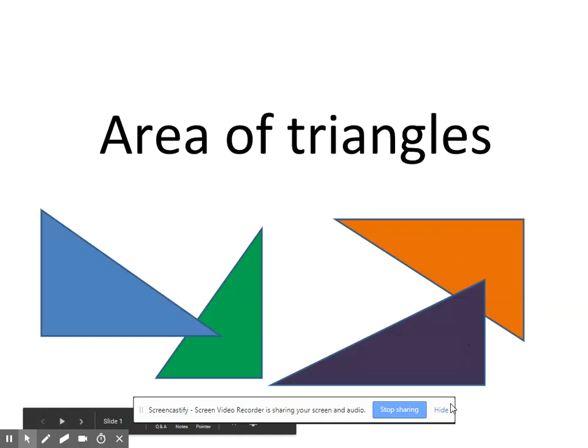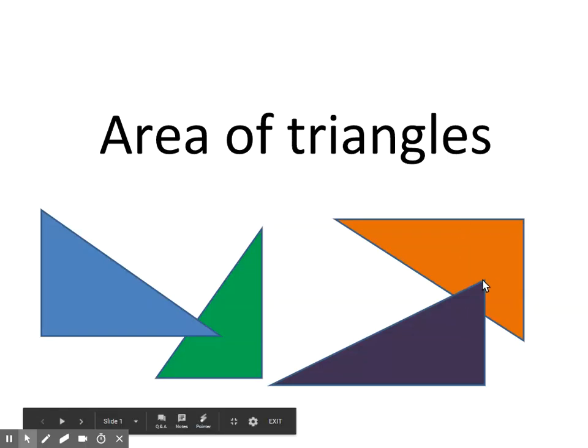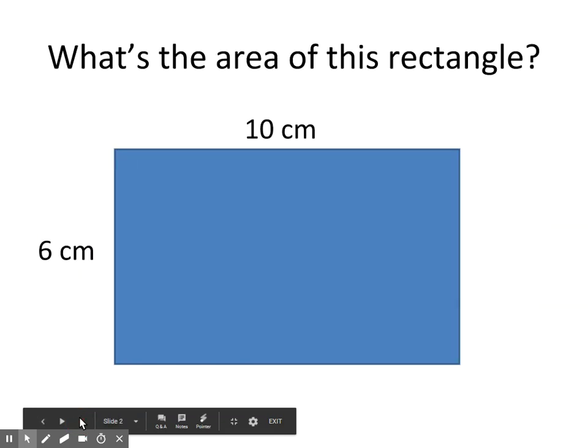Today we're going to be talking a little bit about how we can find the area of triangles. So please take notes in your notebook as we go through this information. Let's start with finding the area of a rectangle.